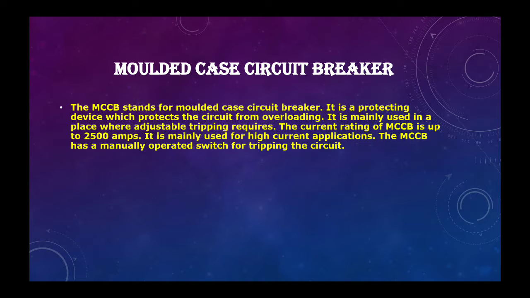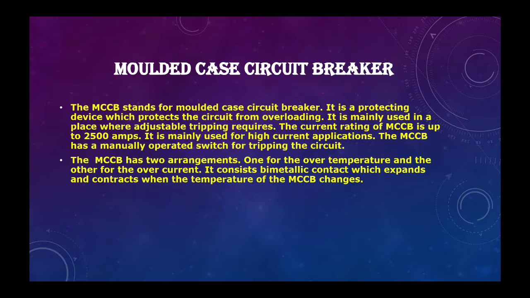The MCCB has a manually operated switch for tripping the circuit. The MCCB has two arrangements, one for over temperature and the other for over current. So it can be operated for thermal protection also. It consists of bimetallic contacts which expand and contract when the temperature of the MCCB changes.